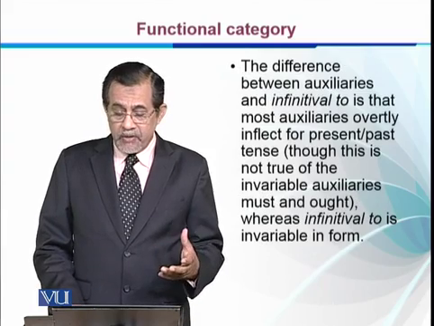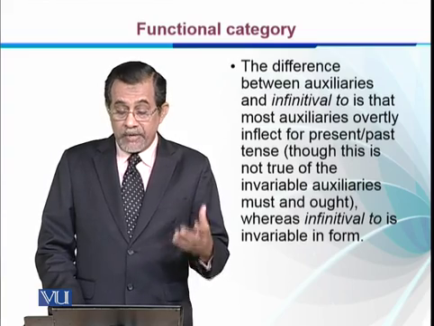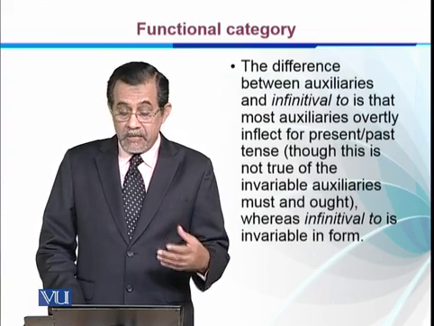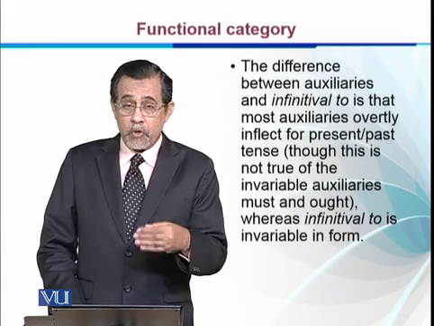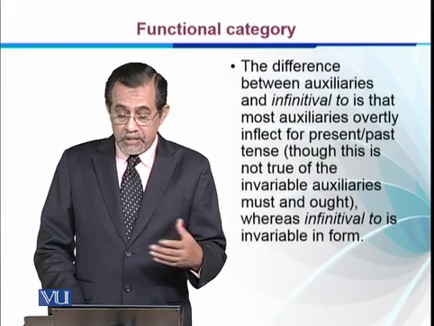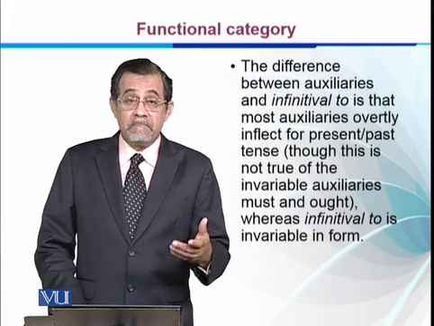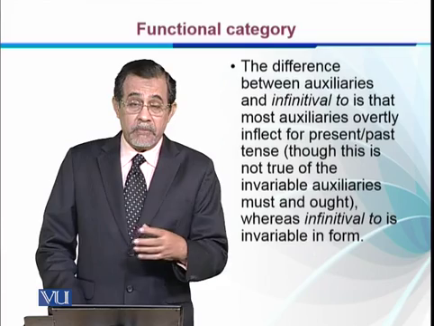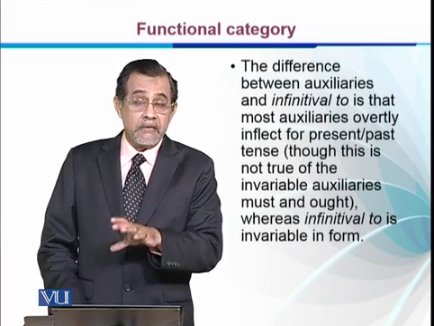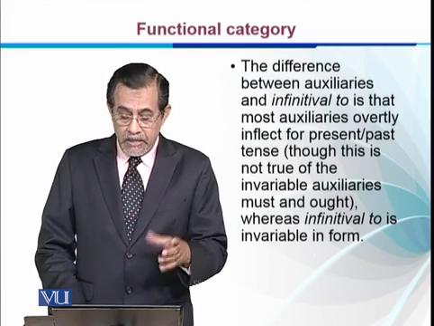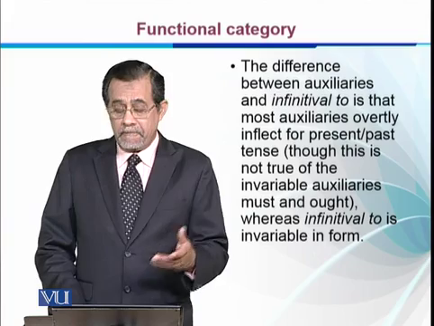The difference between auxiliaries and infinitival "to" is that most auxiliaries overtly inflect for present or past tense. For example, we know "is" refers to present and "was" refers to past, though this is not true of the invariable auxiliaries like "must" and "ought". You cannot be sure whether it refers to present or past unless it is used in a sentence, whereas infinitival "to" is invariable in form.